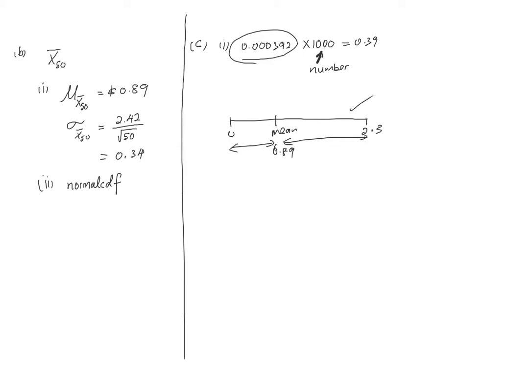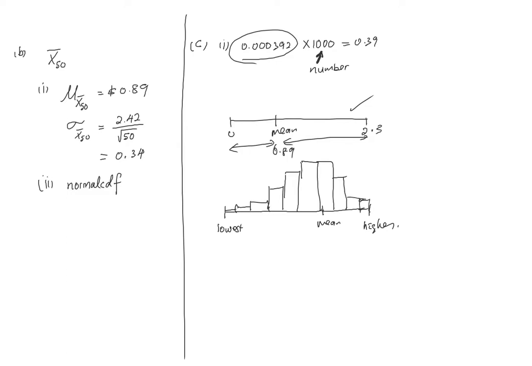If skewed left, that means it will be the other way. Here is the mean. Here is the lowest. And here is the highest. So this one we call skewed left. So the histogram will go like that. This kind of thing. So this is called skewed left.